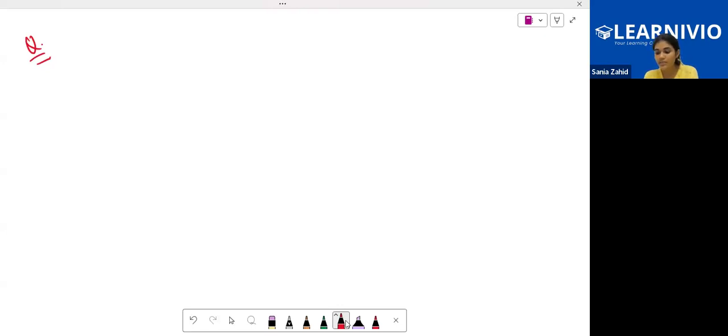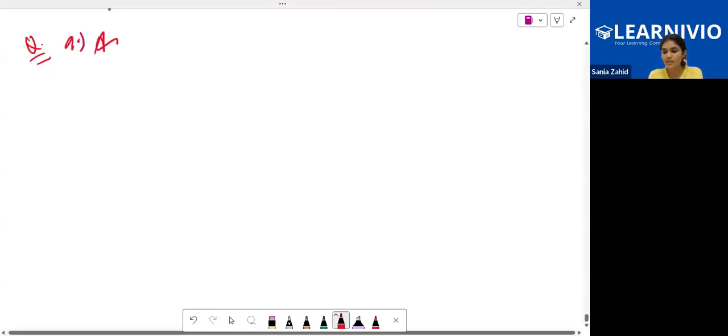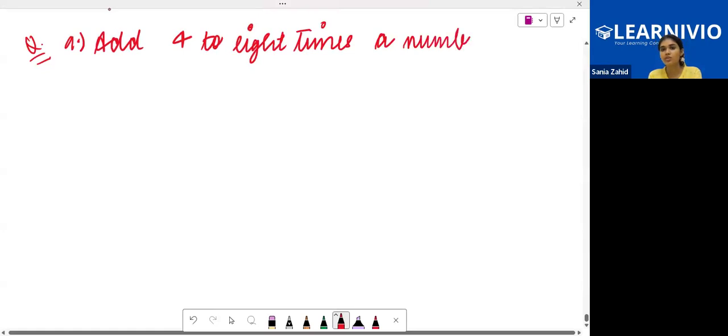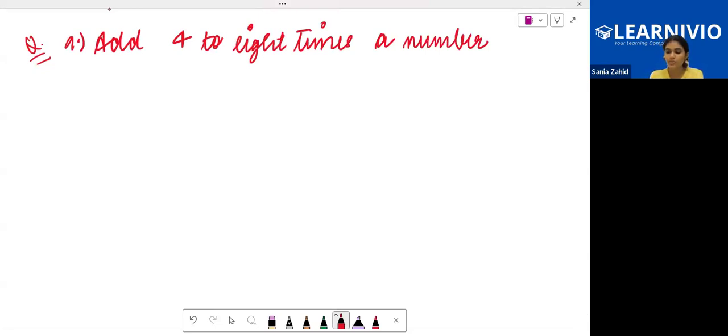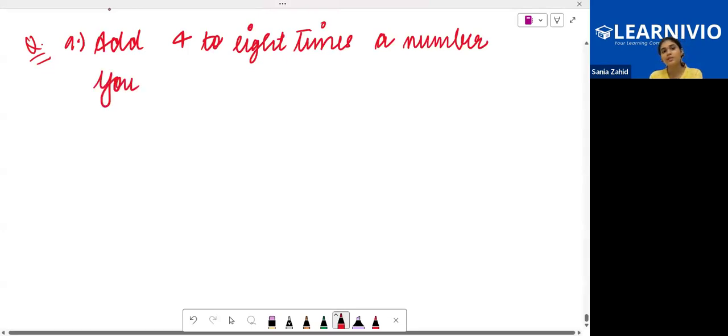Okay, now you have to set up equations and answer, okay? So like the first one is: add 4 to 8 times a number, you get 60. Solve this. You have to write the question also. Oh, no, it's not important to write the question. The question is already there in your book. Find x. Find the number.